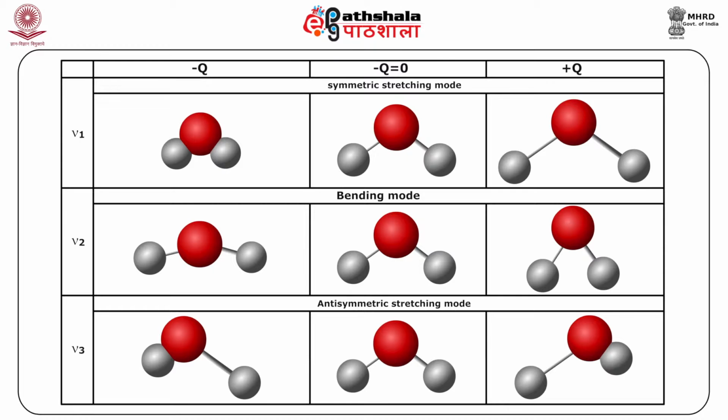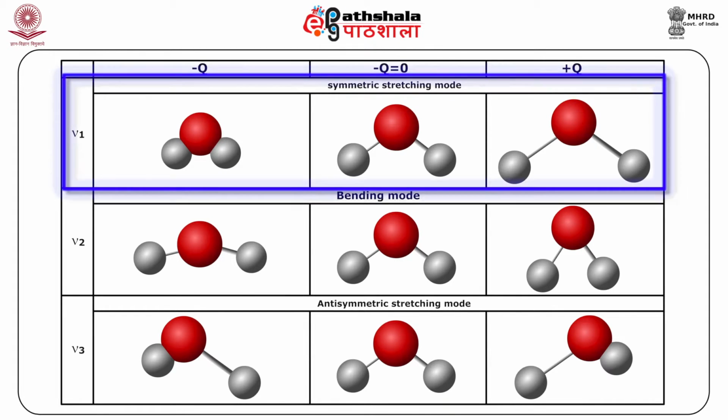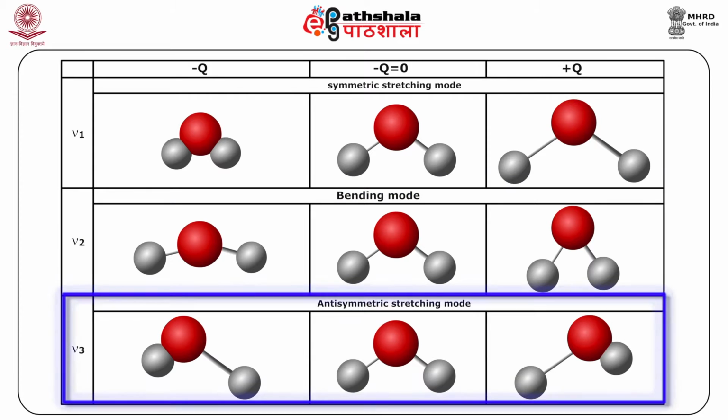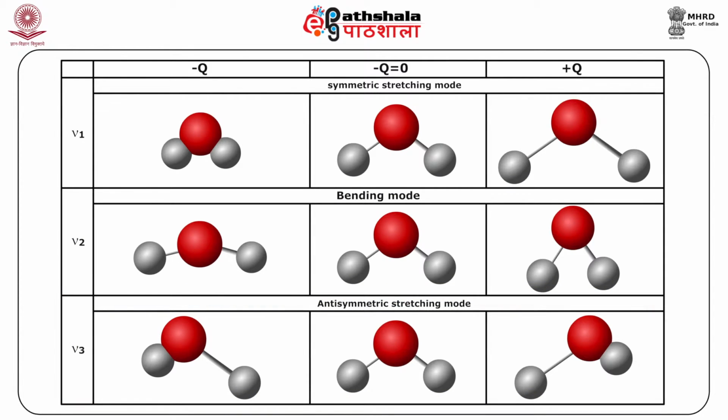Which one of these is nu1 and which one is nu2? The highest energy one is called nu1, that means the symmetric stretch will be labeled as nu1, the bending mode as nu2, and nu3 is the antisymmetric stretch. So in the antisymmetric stretch, you can see what is happening. One bond is stretching and the other is compressing. In the other extreme, the other bond is stretching and this one is compressing.